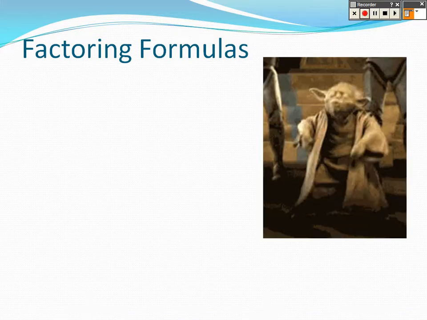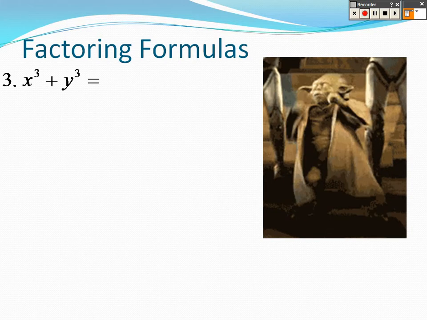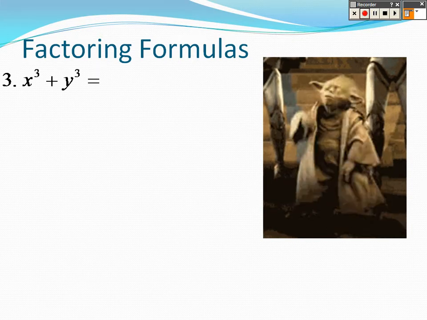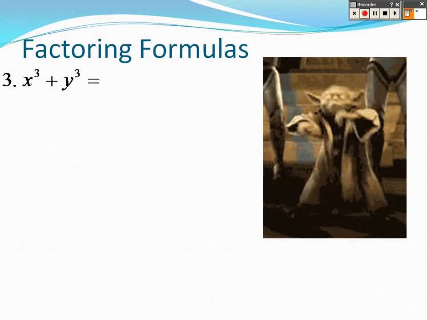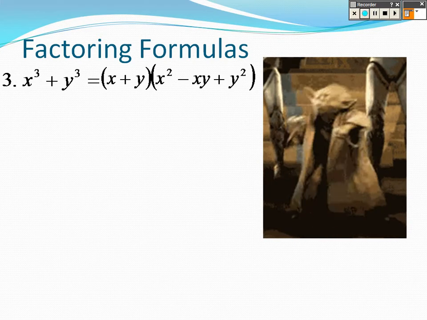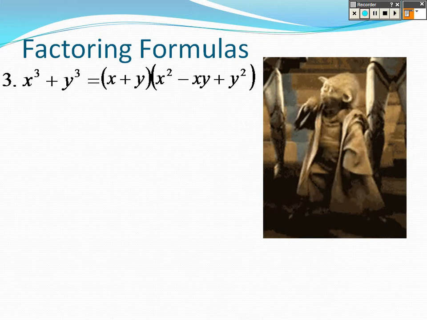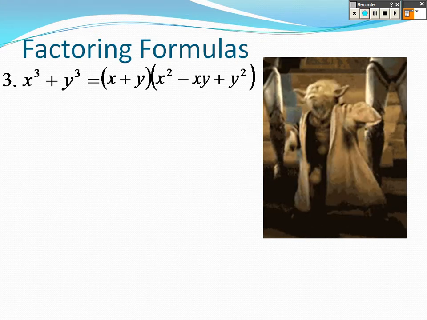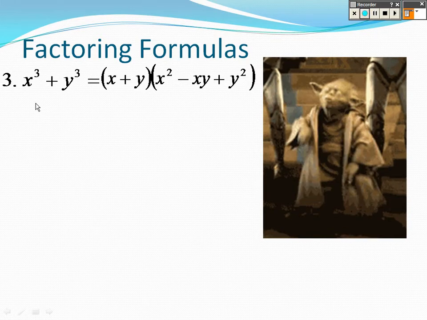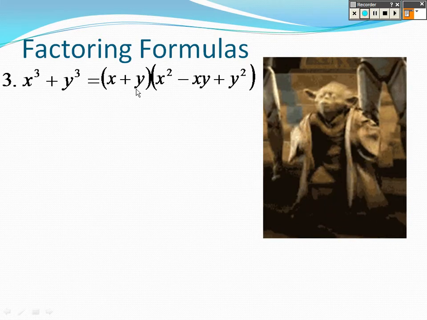Okay, so our factoring formulas now. We just did x cubed minus y cubed. Well, you can also do it with plus. And here's the formula. So the reason why I brought this up to you with the formulas is, see how this is x cubed plus y cubed, and you start with x plus y?